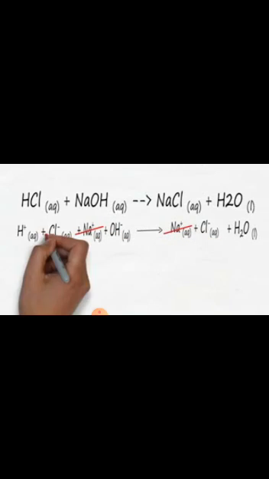You can see that some ions remain the same before and after the reaction: the sodium ion and chloride ion. These are called spectator ions and can be cancelled out. So we cancel out the sodium ion and chloride ion on both sides. We get the net ionic equation.